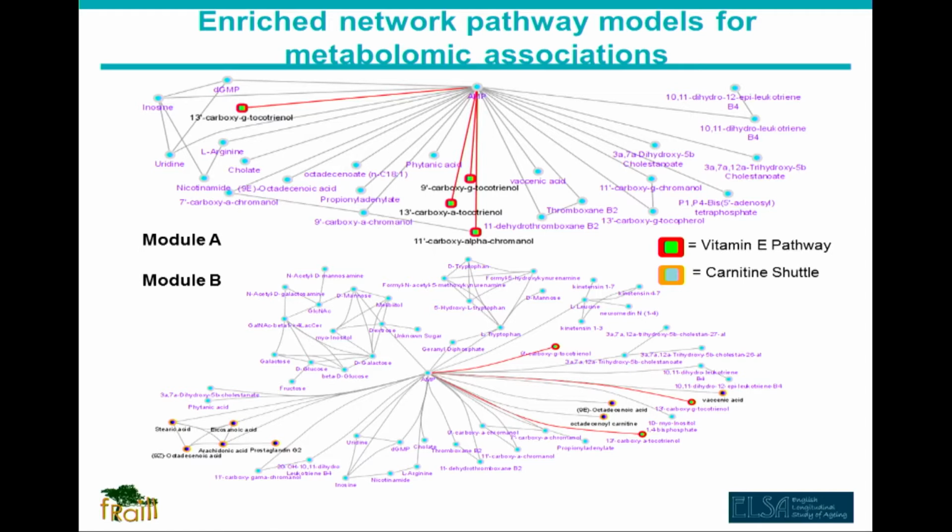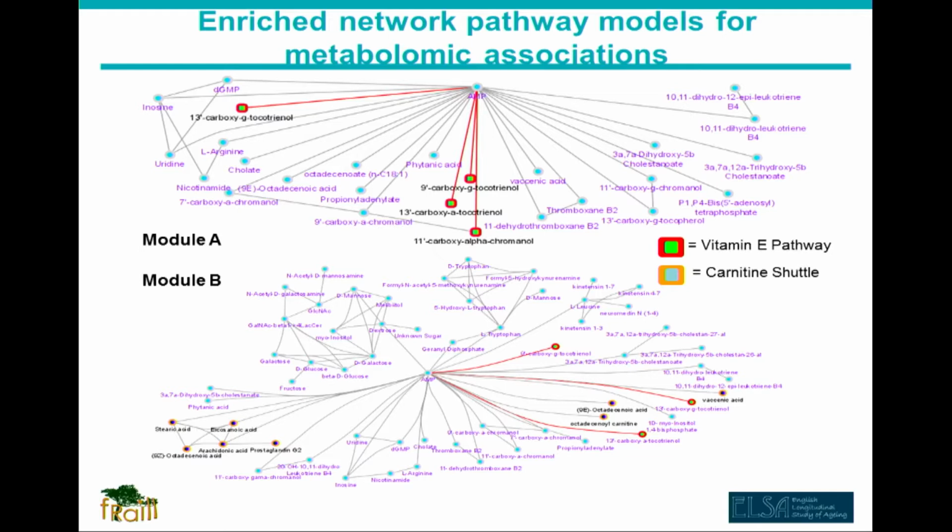So we have the two functions, module A, module B, and within those two functions we identify things that are being measured that correlate with those functions, and then we try and identify those that relate to similar biological pathways. And what we find in there, in both of those functions, is something related to vitamin E.